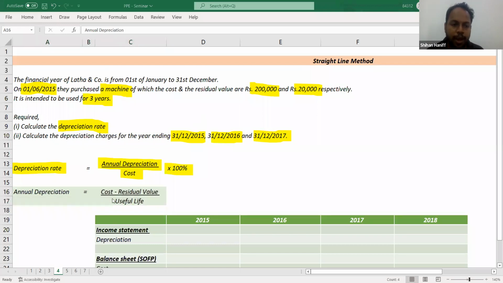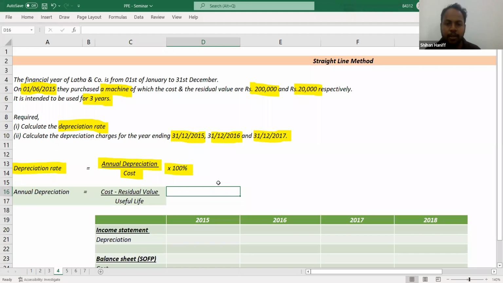How do you find annual depreciation? Annual depreciation means cost minus residual value over useful life. Residual means the value after using the asset. What is the selling price? Residual value: after using for 3 years, for how much are you planning to sell this asset?